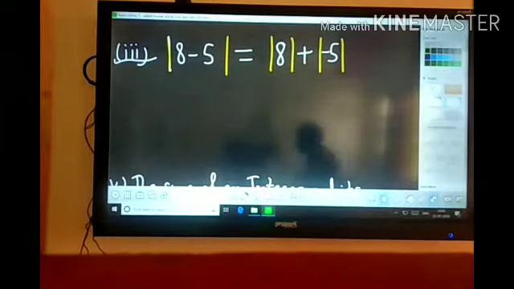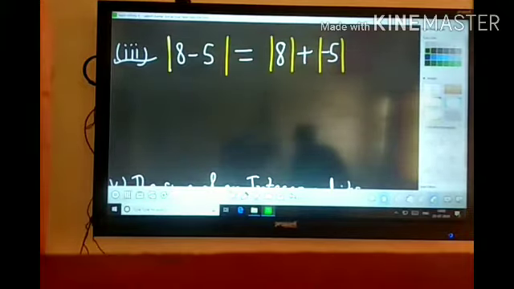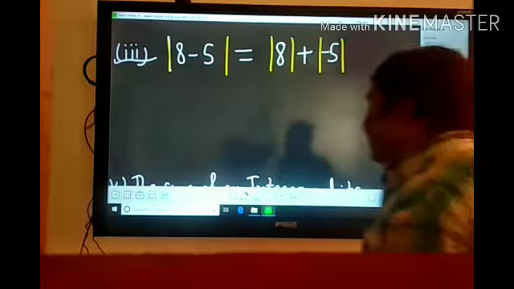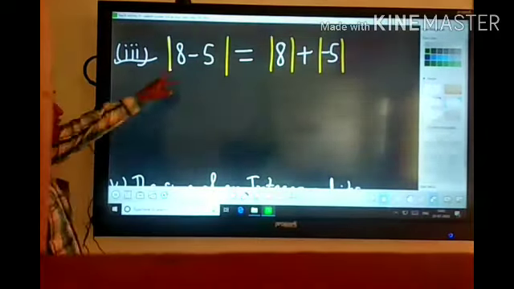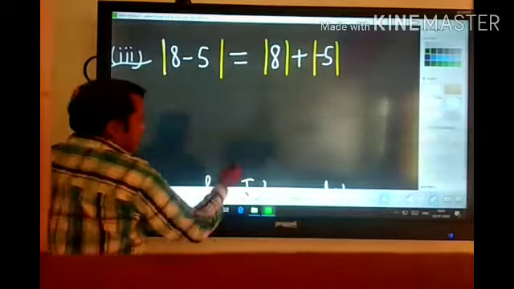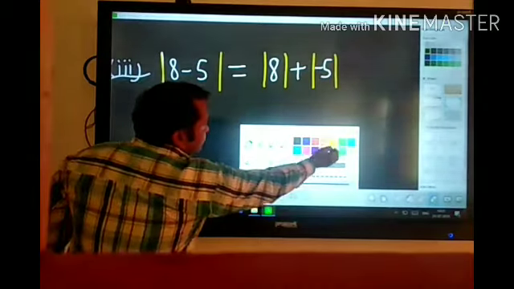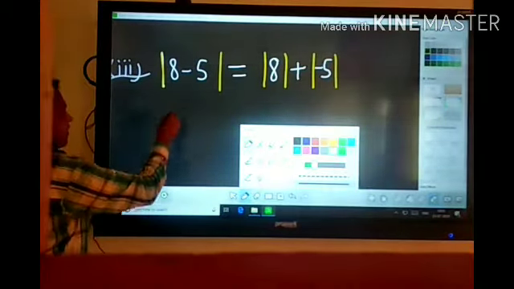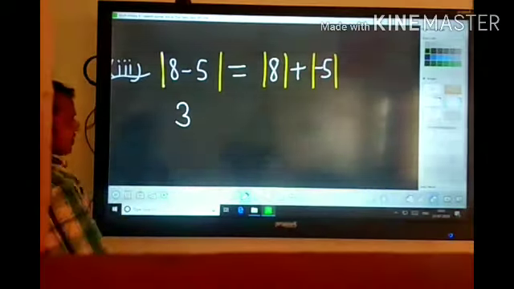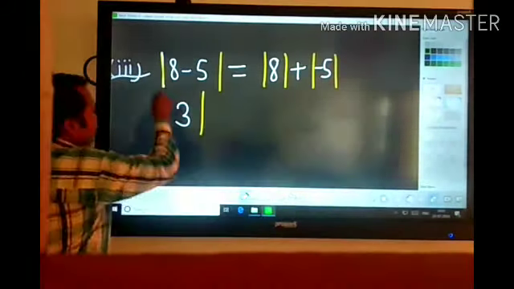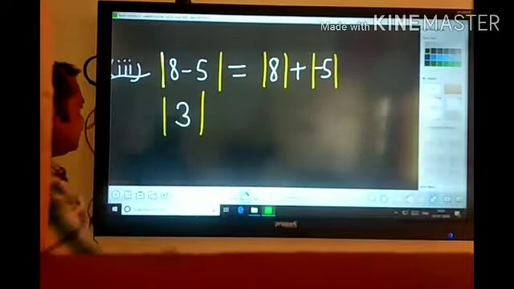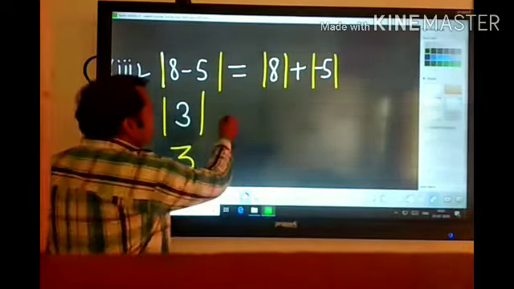Now in this third part, we have to solve the absolute value of 8 minus 5 and show that this is equal to the sum of the absolute value of 8 and the absolute value of minus 5. So let us solve this. This is the left hand side and I will write this to solve. Here 8 minus 5, that is 3. 3 is under the absolute value, so I will mark the sign of absolute value. Now this is 3 and we know the absolute value of 3 is 3.